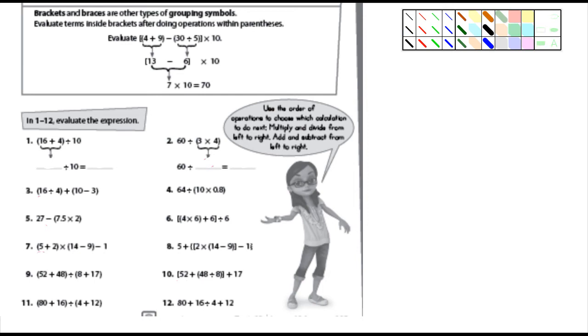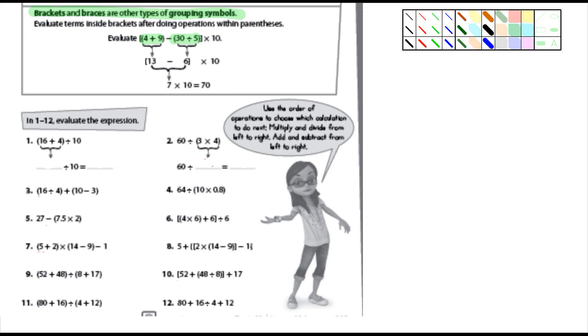They give us a reminder here. It says brackets and braces are other types of grouping symbols, and to evaluate the terms inside the brackets after doing operations within the parentheses. I mentioned the other day in the lesson that you're going to do what's innermost in a particular expression. So let's look at this very first one. It's kind of hard to read, sorry it didn't come out very clear. It looks like a bracket, then parentheses, 4 plus 9, and then minus, parentheses, 30 divided by 5, and then another bracket times 10. So you're going to do what's innermost first, which is what I've highlighted in green.